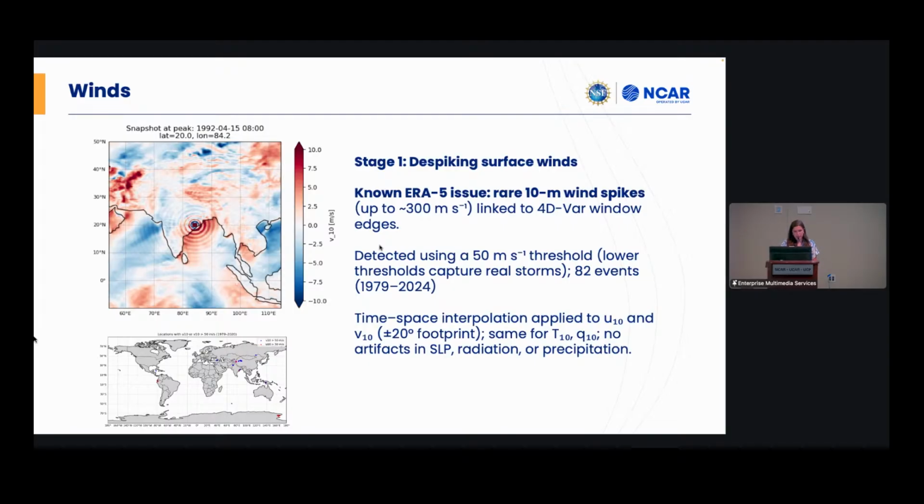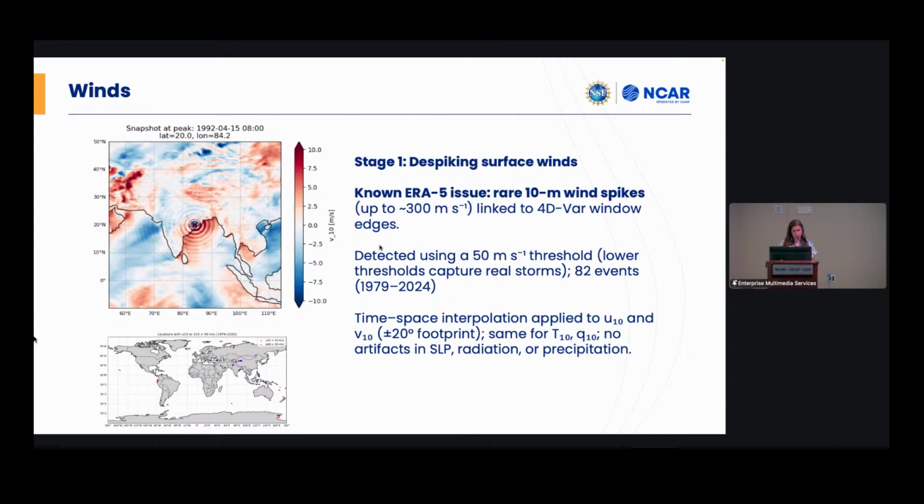Here we detected these events using a 50 meters per second threshold, because I tried lower thresholds, but they capture the real storm systems. In total, we have 82 events for the period from 1979 to 2024. In this map, maybe it's not very clearly seen, but it shows the locations where both U and V wind velocities reach 50 meters per second and more, and mostly it's happening over the continents.